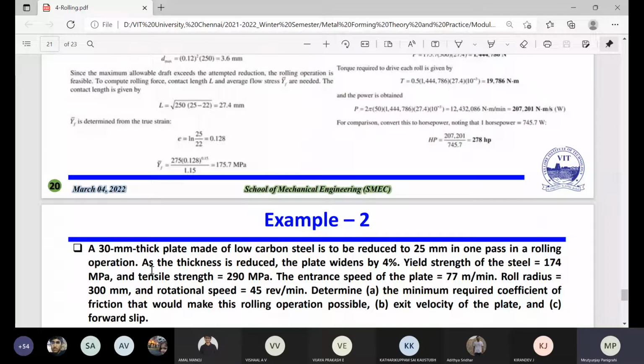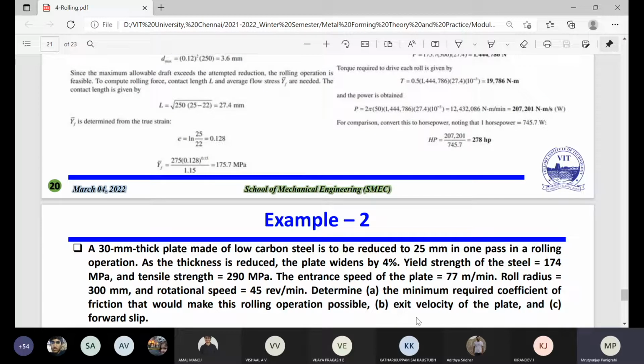A 30 mm thick plate made of low carbon steel is to be reduced to 25 mm in one pass in a rolling operation. As the thickness is reduced, the plate widens by 4%. Yield strength of steel equal to 174 megapascal and tensile strength equal to 290 megapascal. The entrance speed of the plate is 77 meter per minute, roll radius 300 mm, and a rotational speed 45 revolution per minute. Determine the minimum required coefficient of friction that would make this rolling operation possible.